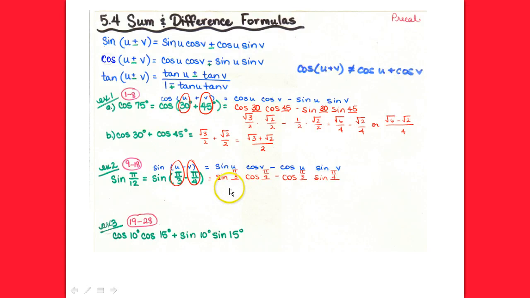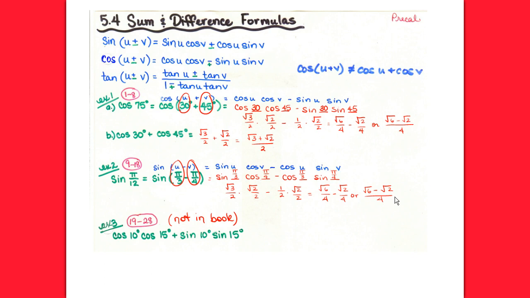These are all values that we know off of the unit circle. So sine at pi over 3 is square root of 3 over 2. Cosine at pi over 4 is square root of 2 over 2. Minus cosine at pi over 3 is 1/2, and sine is square root of 2 over 2. And then we're just doing simplification again, right? We have to multiply each of these before we subtract. And we end up with the exact same computation that we had in example 1.